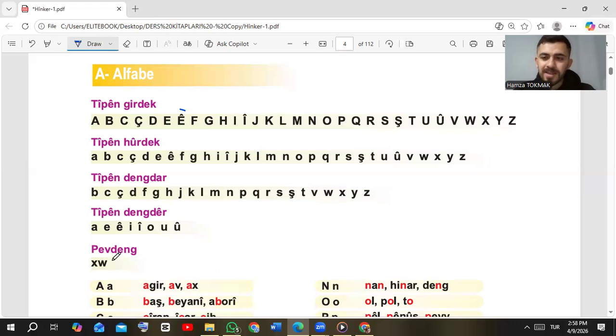Lastly, we have two consonant letters here, and they are the W and H sound. When they come together, they create a new sound, like hue, h plus w, hue.